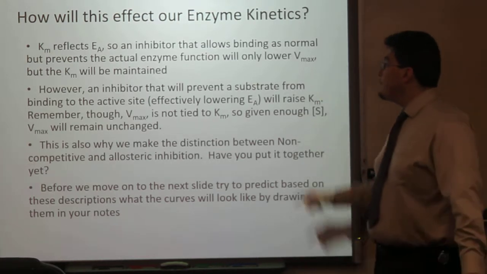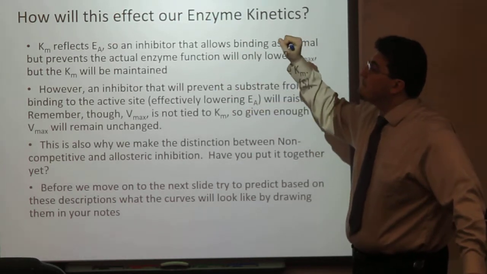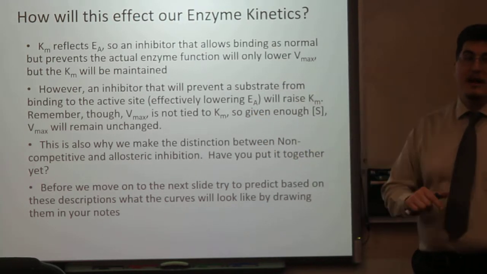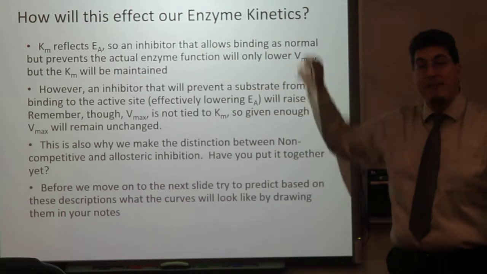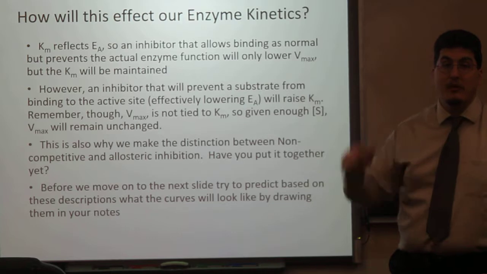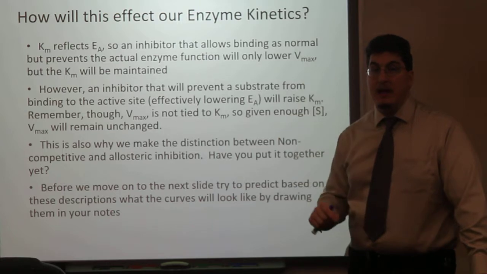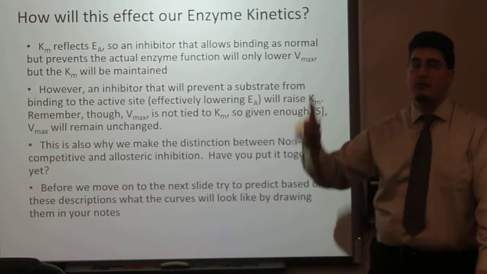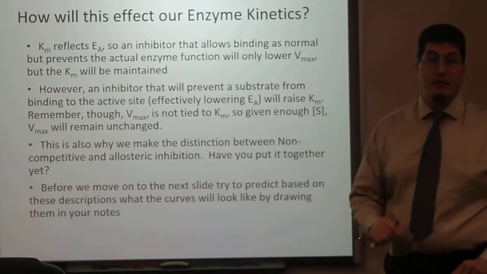Non-competitive will prevent a product from forming, but it will not prevent the enzyme substrate complex from forming. So Km will remain the same in a non-competitive inhibitor, but Vmax will be lowered. So in a non-competitive inhibitor, Vmax will go down, Km will remain the same. In a competitive inhibitor, Vmax will remain the same, but Km will rise. Right the first time. Km will rise, therefore lowering enzyme affinity.